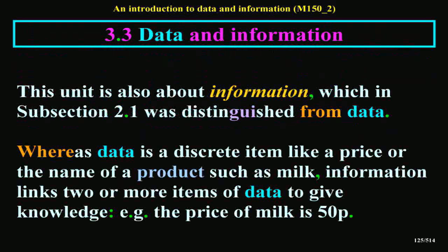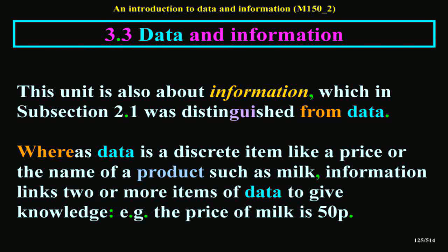3. Data and information. This unit is also about information, which in subsection 2.1 was distinguished from data. Whereas data is a discrete item like a price or the name of a product such as milk, information links two or more items of data to give knowledge.